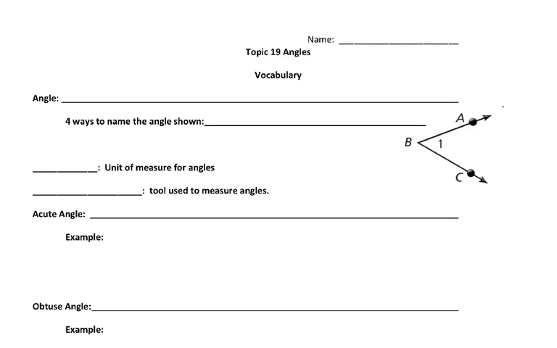This is a lesson that covers just the vocabulary from topic 19, which is about angles. And the first word is angle, and we just have to have a definition. I know you know what an angle is, but can you define it? So an angle's definition is a figure formed by two rays with a common endpoint.